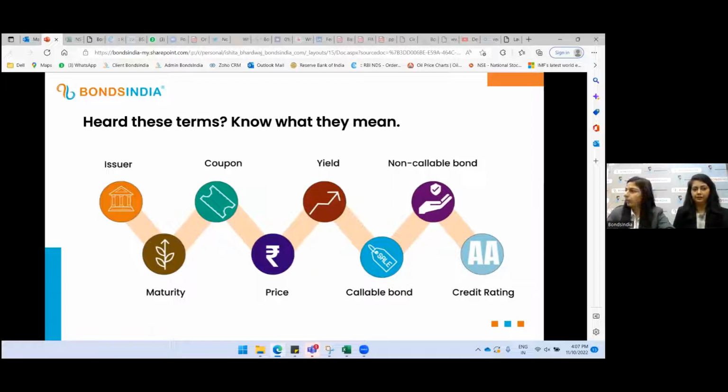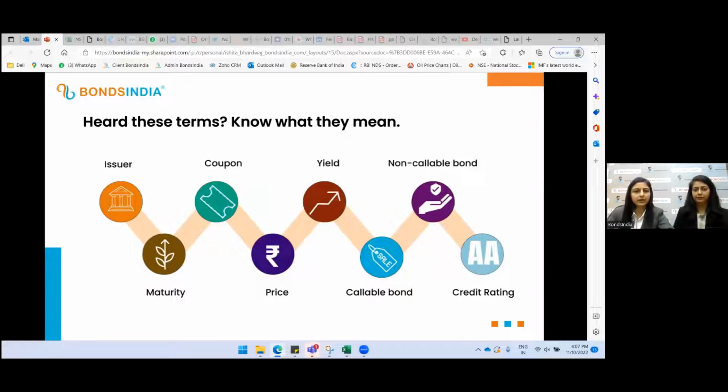Let's discuss some of the common terms. Most of us present here would probably have heard these terms related to the bonds. So these are the common terminologies of the bond. Issuer. Issuer is basically the company or the government agency who issues the instrument.